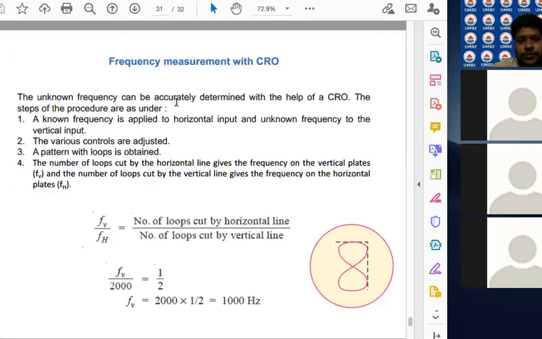Okay, so let's continue. We measure the number of loops cut by the horizontal line, and we measure the number of loops cut by the vertical line, and we put them in this formula: FV by FH. FV means the frequency of the signal applied on the vertical input, and FH means the frequency of the signal applied on the horizontal input, is equal to the number of loops cut by the horizontal line over the number of loops cut by the vertical line. So you need to know this formula.